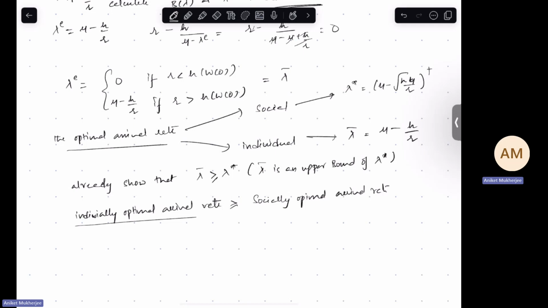But if someone from the outside decides who gets to go in and who doesn't, so that the expected reward of all the customers in the queuing system is at its maximum, then you'll see that he'll allow customers at a lower arrival rate, which is at most the individually optimal arrival rate.